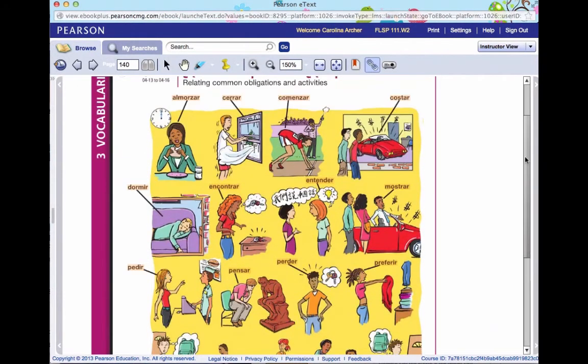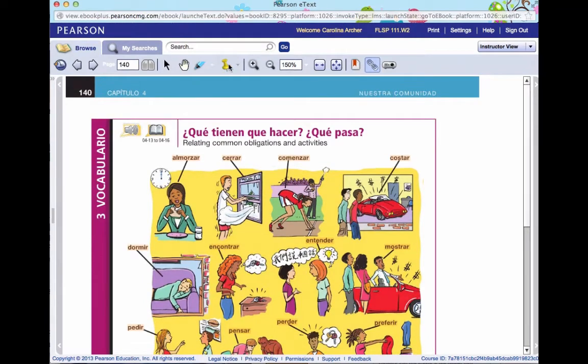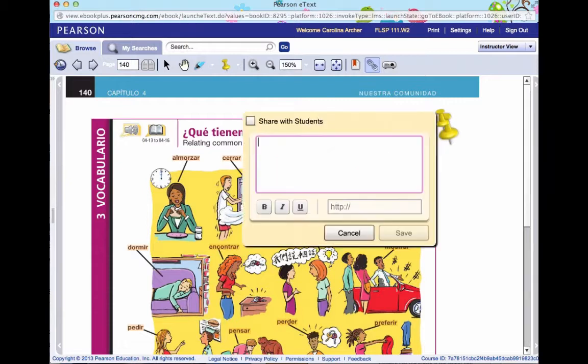Okay, so some of these you can use with the expression tener que. For example, if you want to say I have to eat lunch at noon. Almorzar is a verb, but you have to conjugate tener. You can say yo tengo que, and almorzar is going to stay in the infinitive, al mediodía.